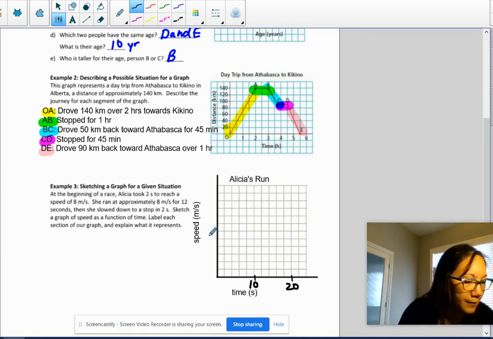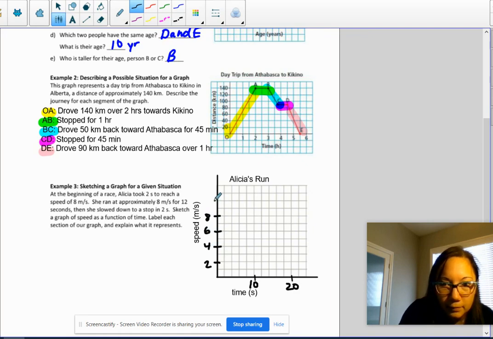On the left side for speed, the maximum speed that's reached is 8 meters per second. So I think we can actually just count up by 1. So I'm going to make 2 squares worth 2, which is the same thing as saying 1 square is worth 1. I'm going to use that scale all the way up the side. That way it fits on my graph. I can even go up to 12, even though we won't have to go that far.